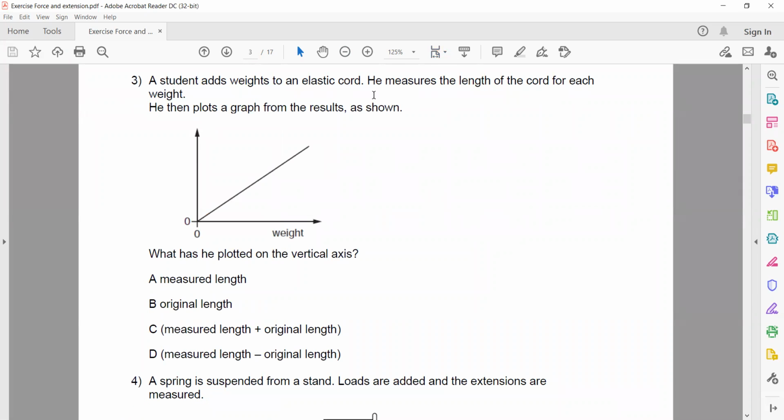A student adds a weight to an elastic cord. Elastic cord means it can change its shape and size and return back to the same original length. He measured the length of the cord for each weight. He then plotted a graph for the result. On the x-axis, he has weight. What should be plotted on the vertical axis? So on the vertical axis, we should have extension. If weight is on the x-axis, extension is on the y-axis. If weight is on the y-axis, extension is on the x-axis. How can we calculate the extension? For example, if nothing is attached to the cord, that length is known as the original length.